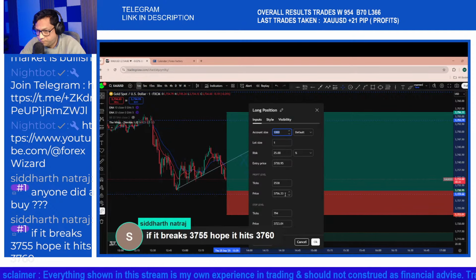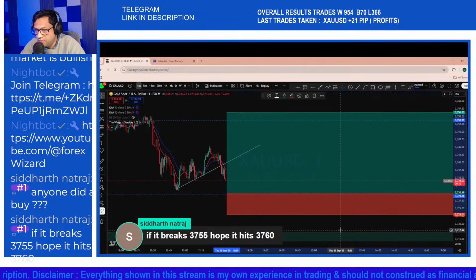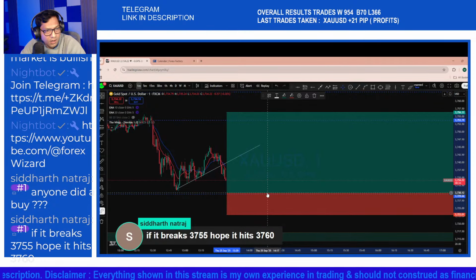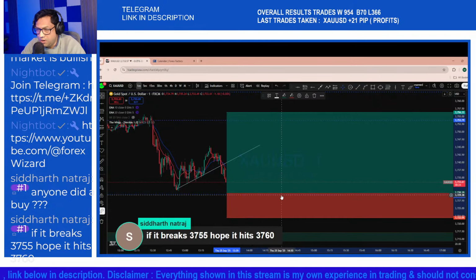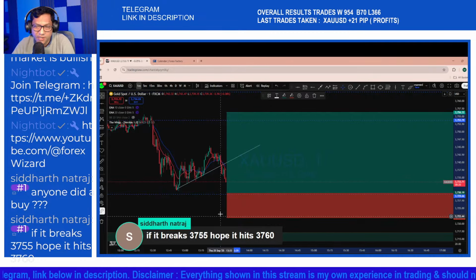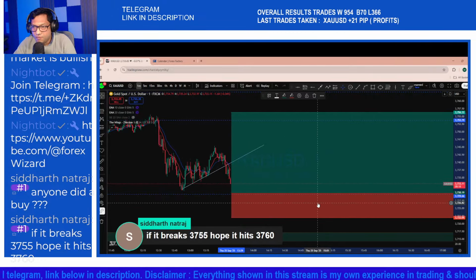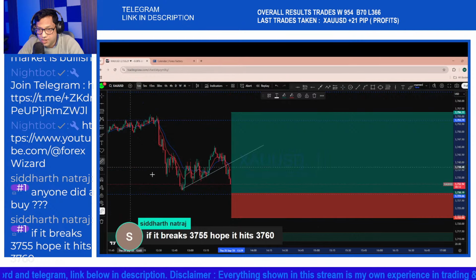3730.19 entry. Buy limit is still on, and stop loss at 3722.05. So this is our current pending order, exactly in the same place, still remaining, and the market is now breaking back below that level.